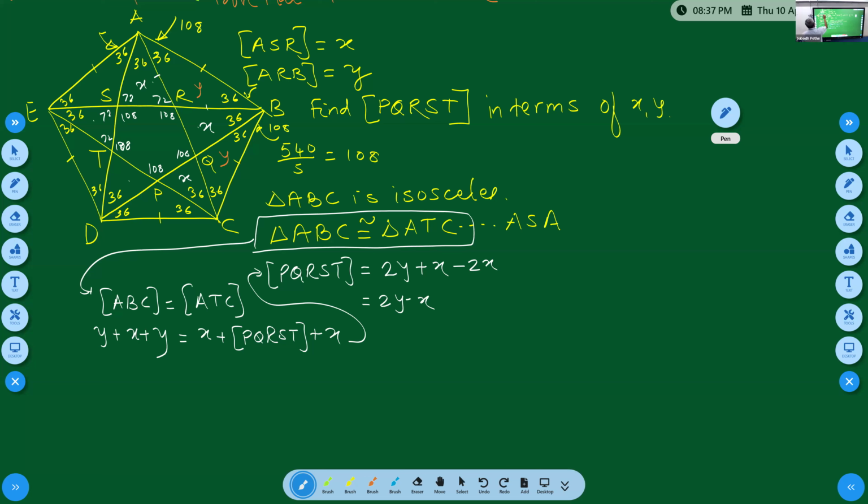ARE, you mean, this triangle. Yes. And this triangle. They will not be equal. Okay. In fact, blue is y plus x and white is only y. Yeah, got it.